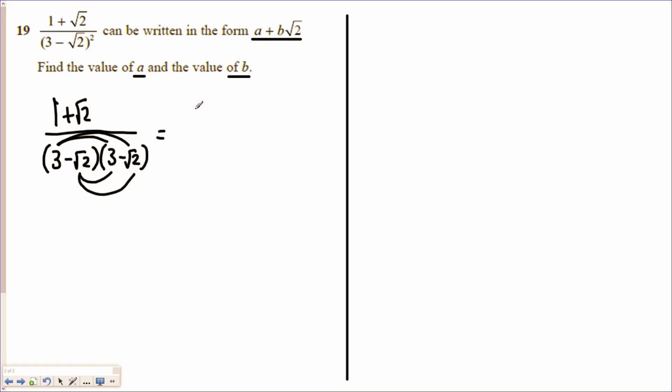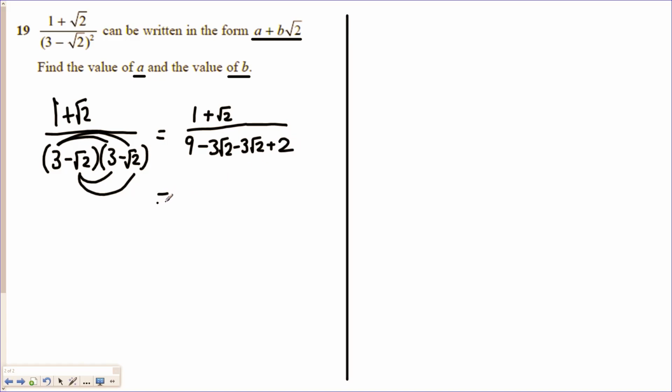So the numerator is going to stay the same, so we have 1 plus root 2 over, okay, so 3 times 3 is 9, 3 times minus root 2 is minus 3 root 2, minus root 2 times 3 is minus 3 root 2. Extend this line. And minus root 2 times minus root 2. So a negative times a negative will give us a positive first. So let's put the positive sign. And root 2 times root 2 is the same as the square root of 4. And we all know that the square root of 4 is indeed 2.